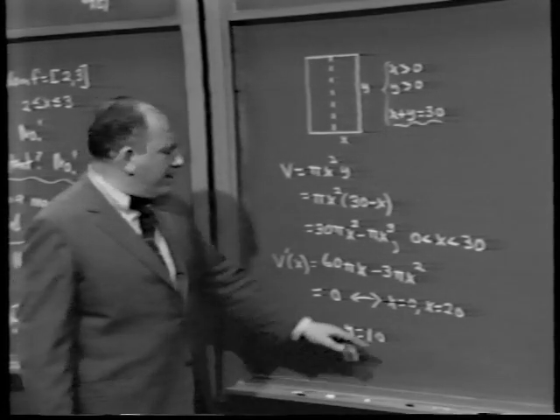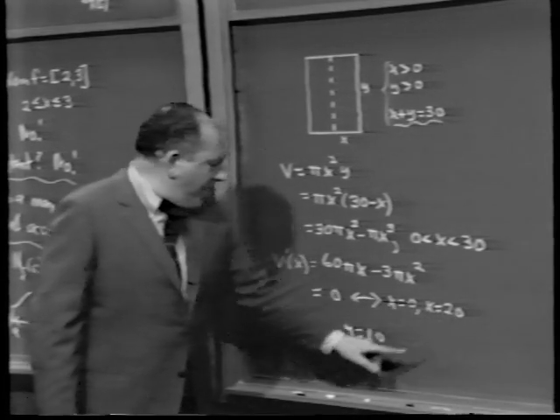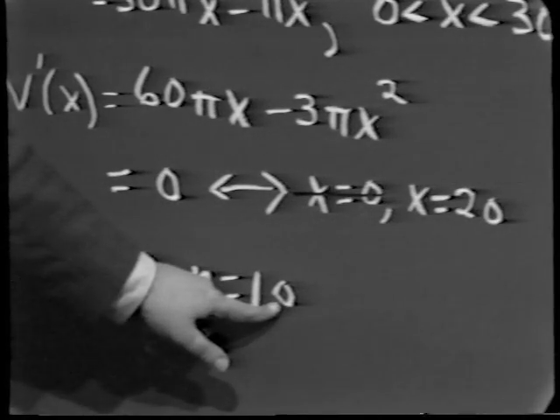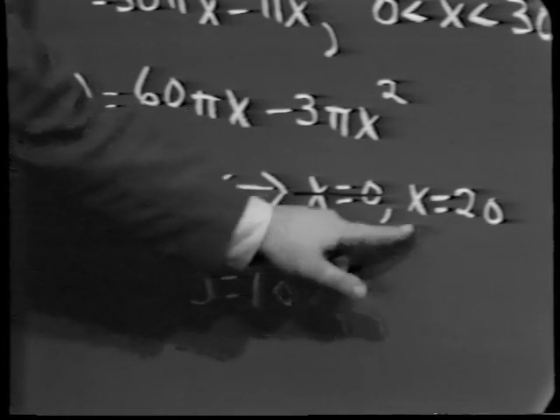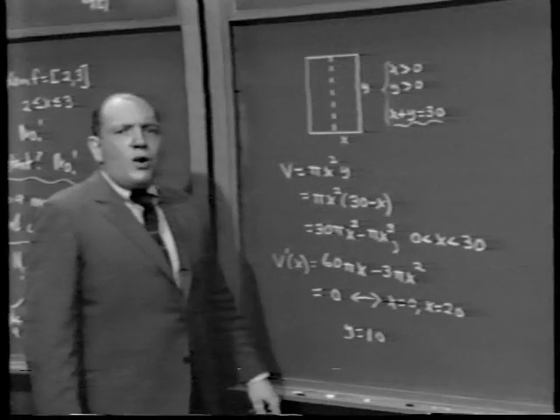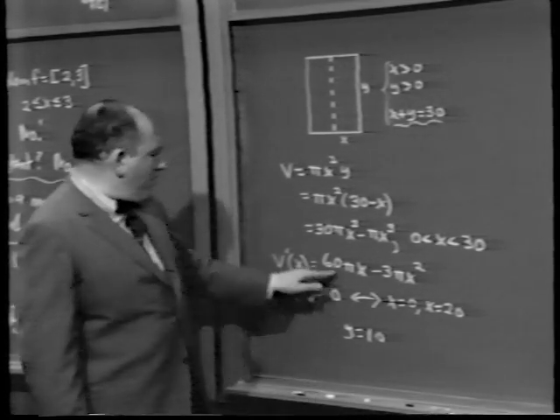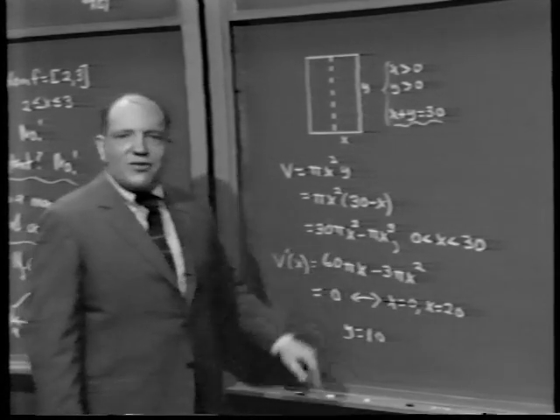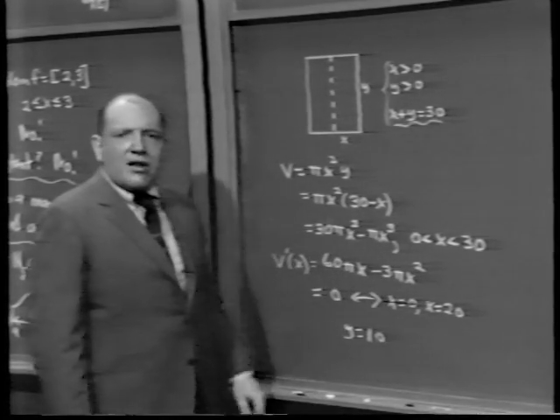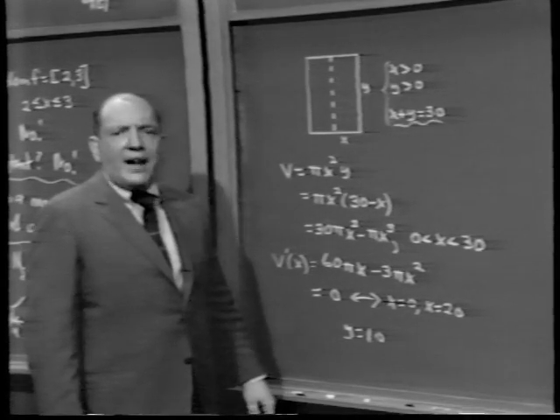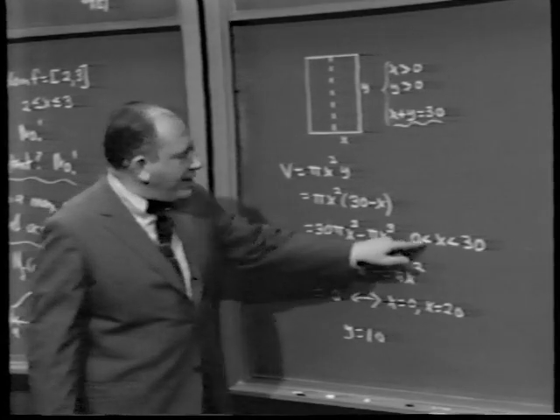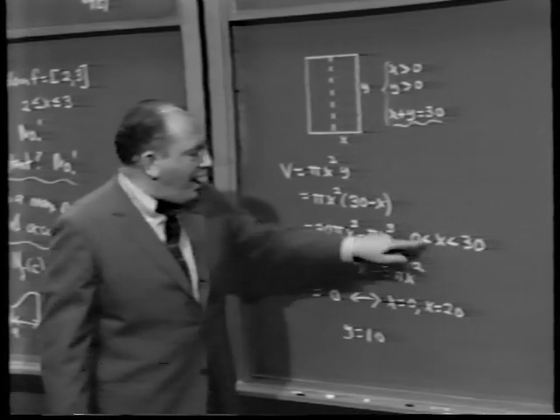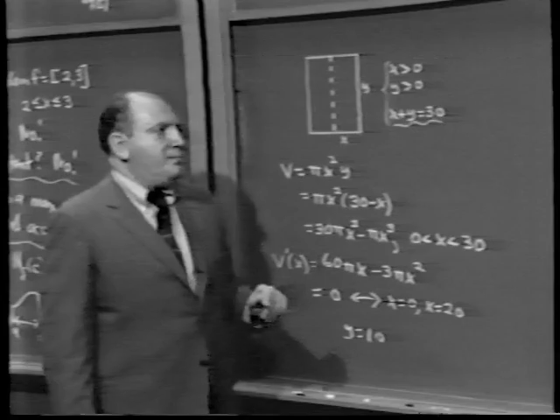And by the way, since the sum of x and y must be 30, if x equals 20, y must be 10. So the only candidate that we have by setting the derivative equal to 0 is that x should be 20 and y should be 10. We do not get any candidates in the sense of where the derivative doesn't exist, because if you look at 60 pi x minus 3 pi x squared, this certainly exists for all values of x. And finally, we have no endpoints to check, because again, our function v is defined on an open interval.